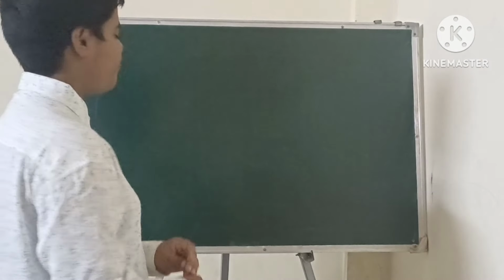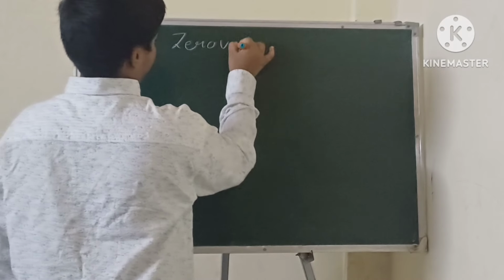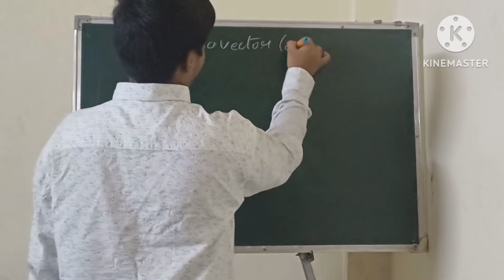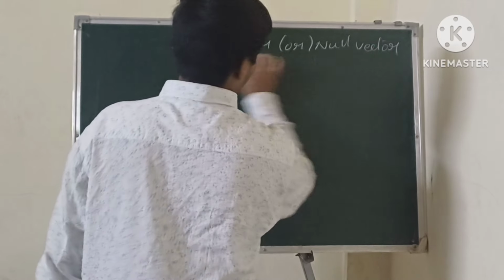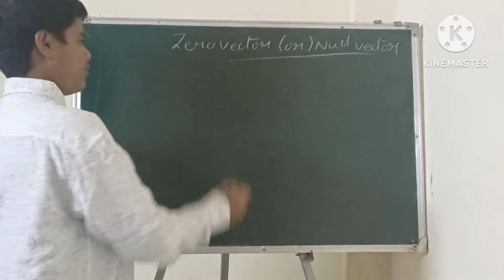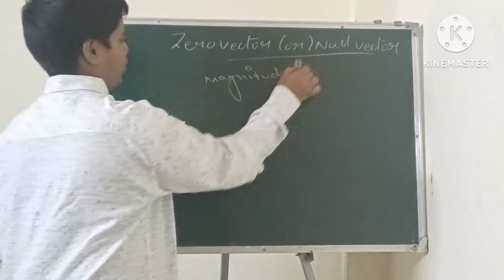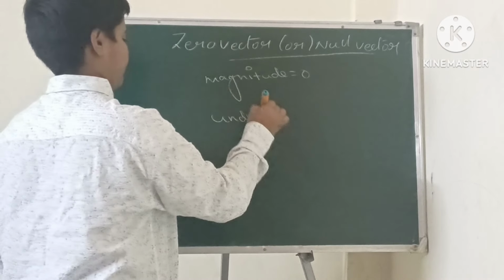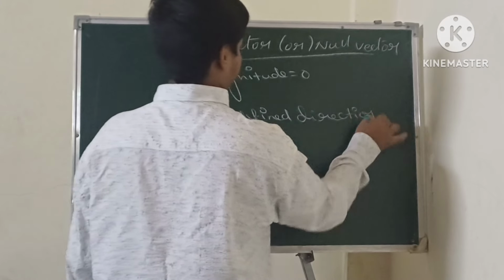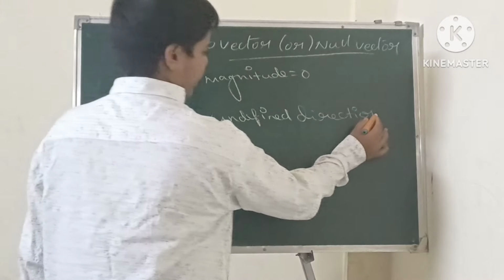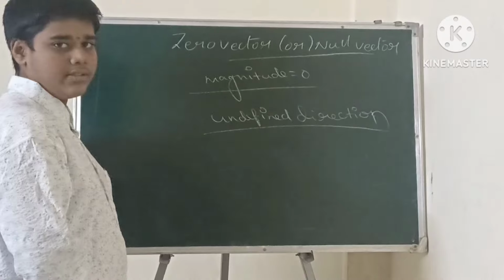Another important topic: zero vector or null vector. Zero vector or null vector means the magnitude of the vector is 0 and the direction is undefined. Okay, undefined direction and magnitude is 0. So this is the zero vector.